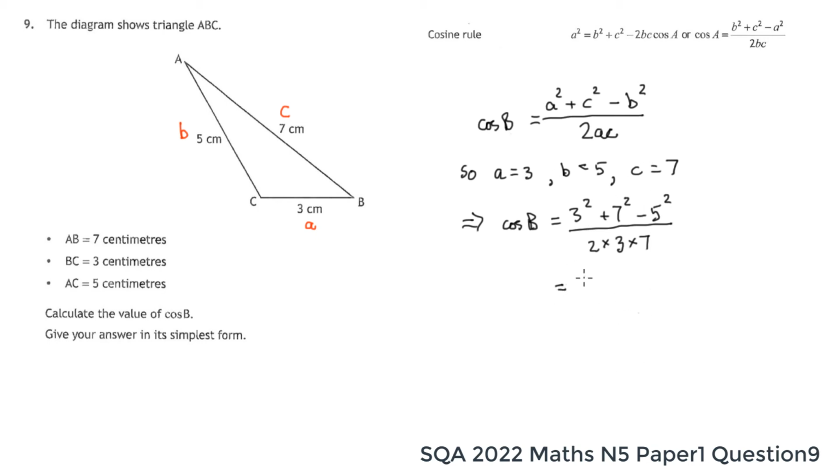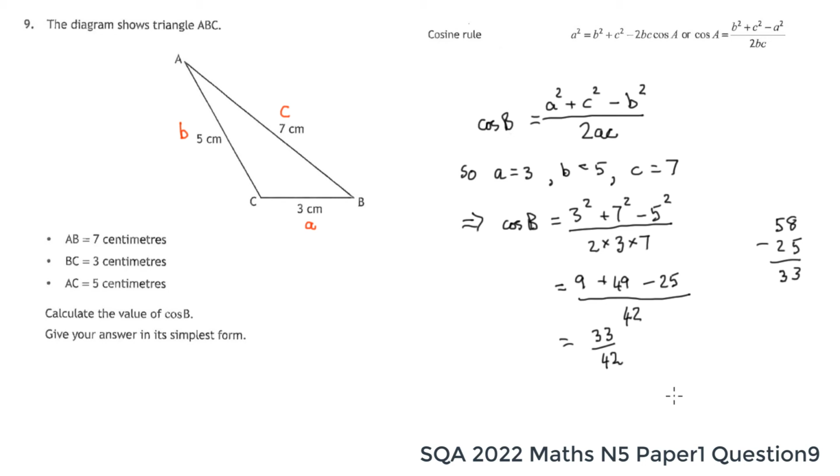So let's calculate this. 3 squared, 3 3s are 9, 7 squared is 49, 7 7s, and we have to subtract 25 from that. The bottom line, 2 3s are 6, 6 7s are 42, and we've got 49 plus 9 is 58, so we're subtracting 25 from 58. We should get 33.